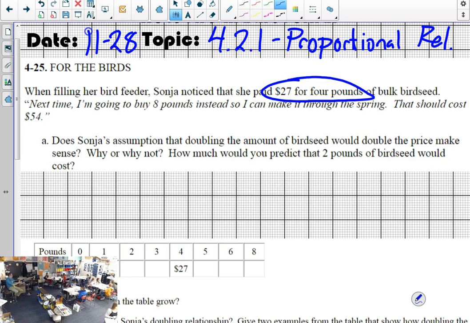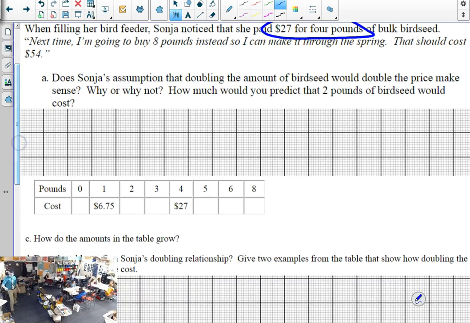Yeah, it's like buying another 4 pounds. So I could either think of it as doubling, or 4 pounds being 27, and another 4 pounds being 27. You do 27 plus 27. What would that cost? 8 pounds. If we double 27, what is that anyway? 54, right? So if you copy down this table, I'm gonna scroll. We can agree with Sonia. 27 doubled is 54. That works out.